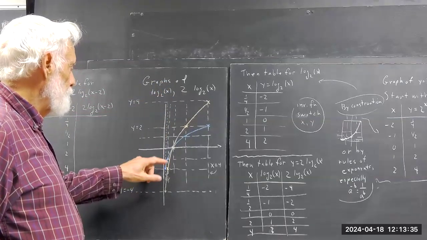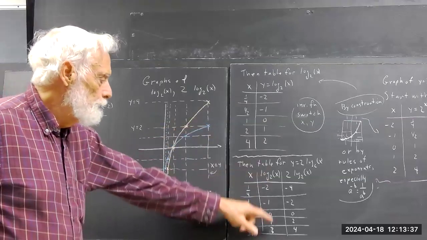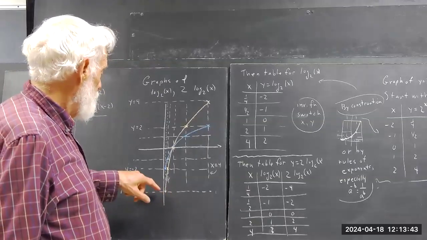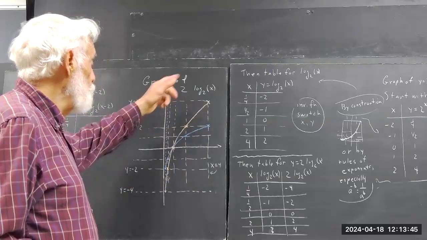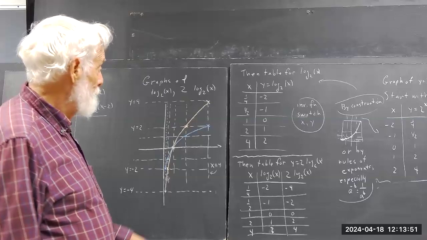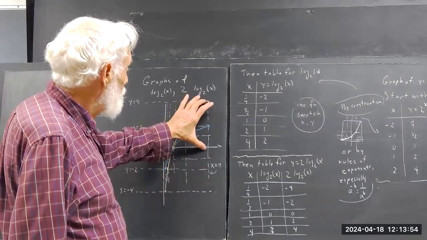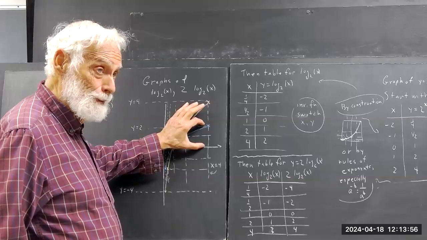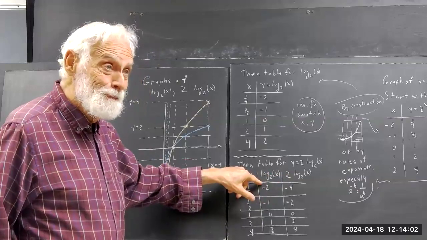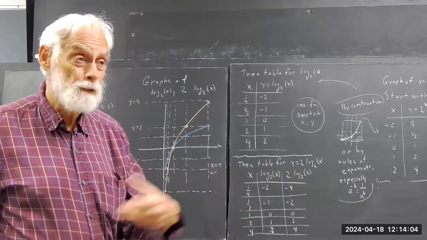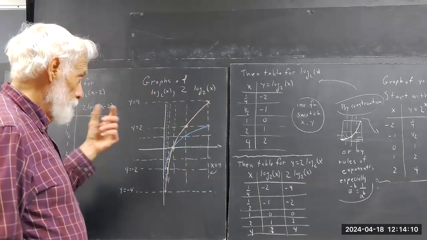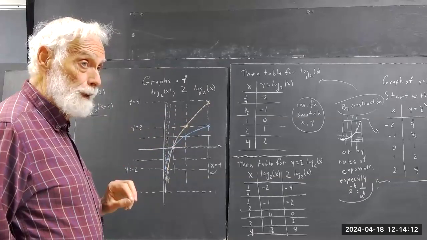So we get points here, here, here, here, and here for log base 2 of x. And that's straightforward. And we get points here, here, here, here, and here for 2 log base 2 of x. And we notice, aha, surprise. When x equals 4, this point is twice as far from the x-axis as this one. Why should that be? Well, it's because this is doubling this. We have to make that connection, and people don't easily make that connection. Then over here, this is twice as far from the x-axis as this one.